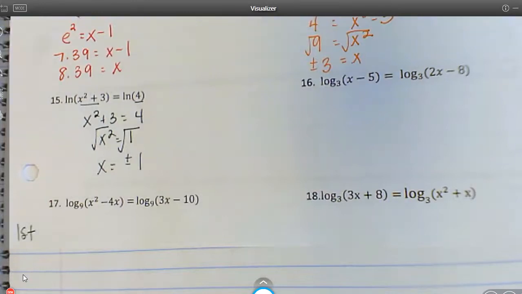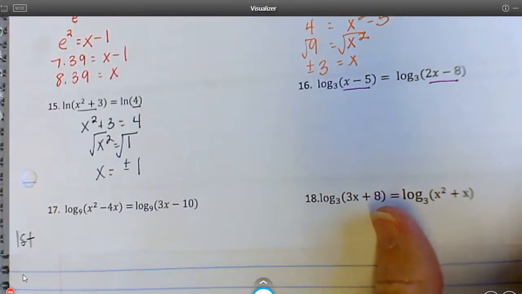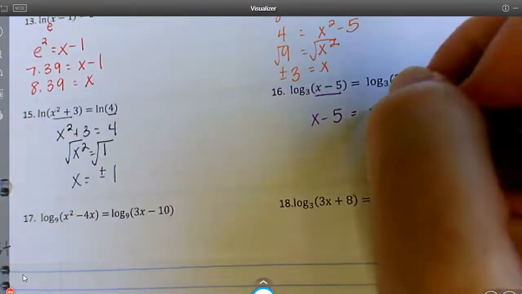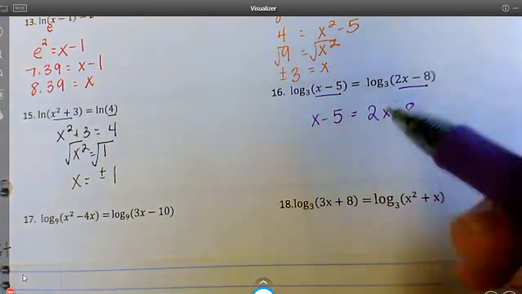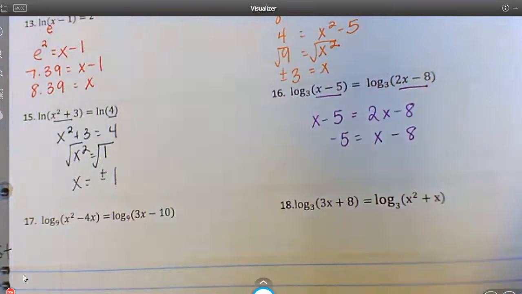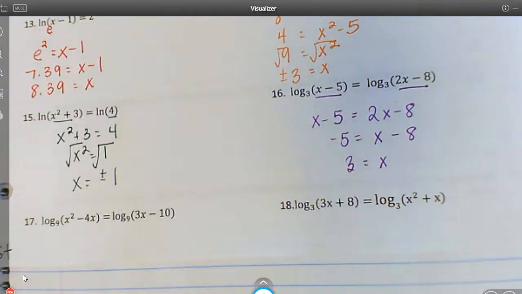Number 16 is very, very similar. Notice it says log of something equals log of something. Because they're the same and it's just one log, I can go ahead and say that these 2 parts equal each other. So I get x minus 5 equals 2x minus 8. And then we're just going to solve it. We're going to subtract x on both sides. That way I can just get a positive. Add 8 on both sides. And we get 3.